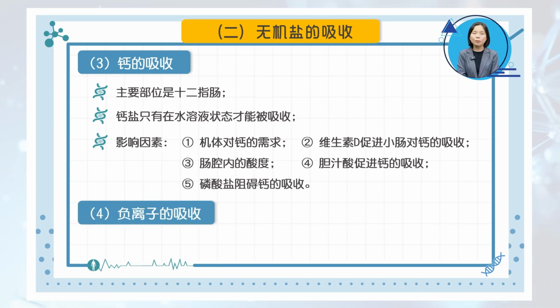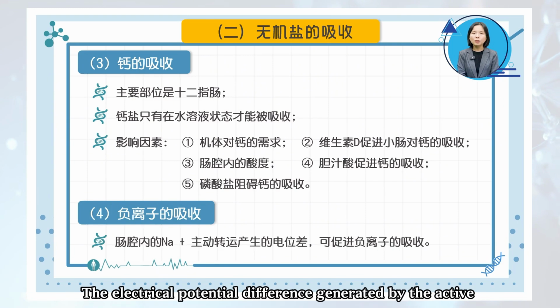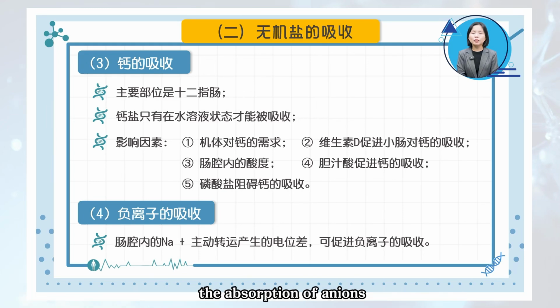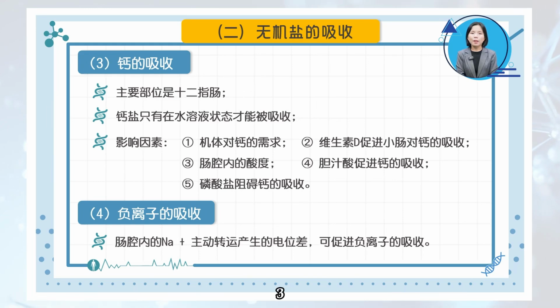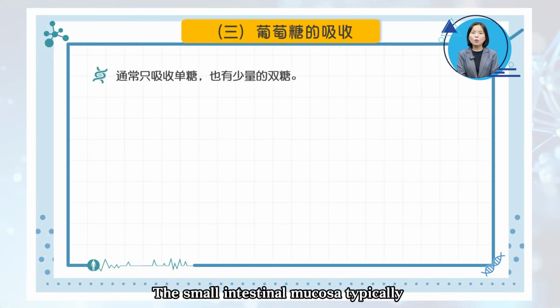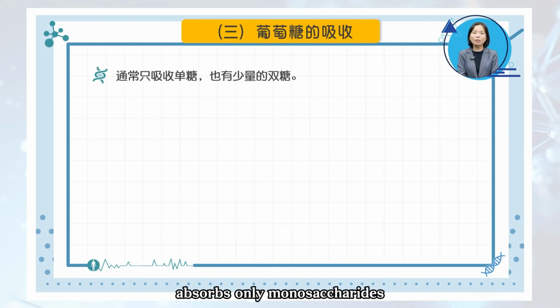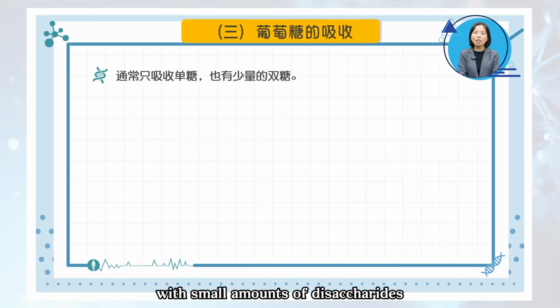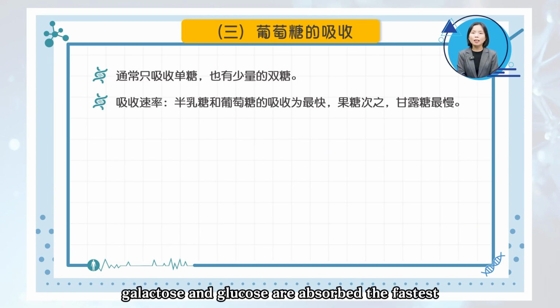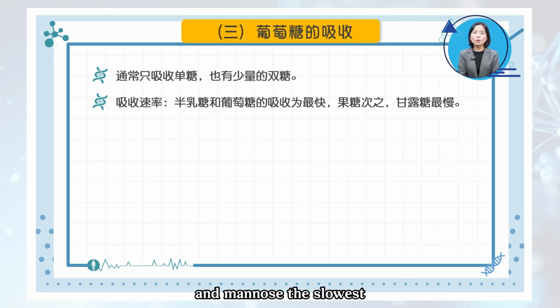4. Absorption of anions. The electrical potential difference generated by the active transport of Na+ from the intestinal lumen promotes the absorption of anions. 3. Absorption of sugars. The small intestinal mucosa typically absorbs only monosaccharides, with small amounts of disaccharides. The absorption rates of different monosaccharides vary significantly. Galactose and glucose are absorbed the fastest, fructose next, and mannose the slowest.